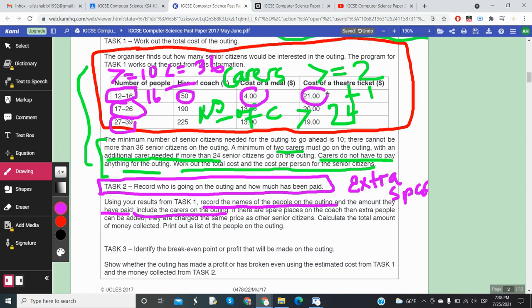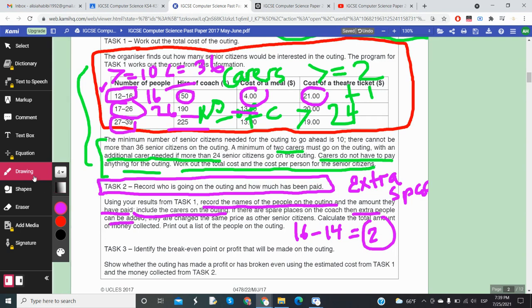And then from 17 to 26, 26 is the maximum for these amounts to count, and 39 and so on. So if, for example, they book an outing for only 14 people, then you know that the extra space is going to be, since it's 14, it falls in the first range of 12 to 16. The extra space obviously is going to be 16 minus the 14 people, which means 2 extra spaces. And you have to let them know that there are 2 extra spaces, which means extra people can be added.